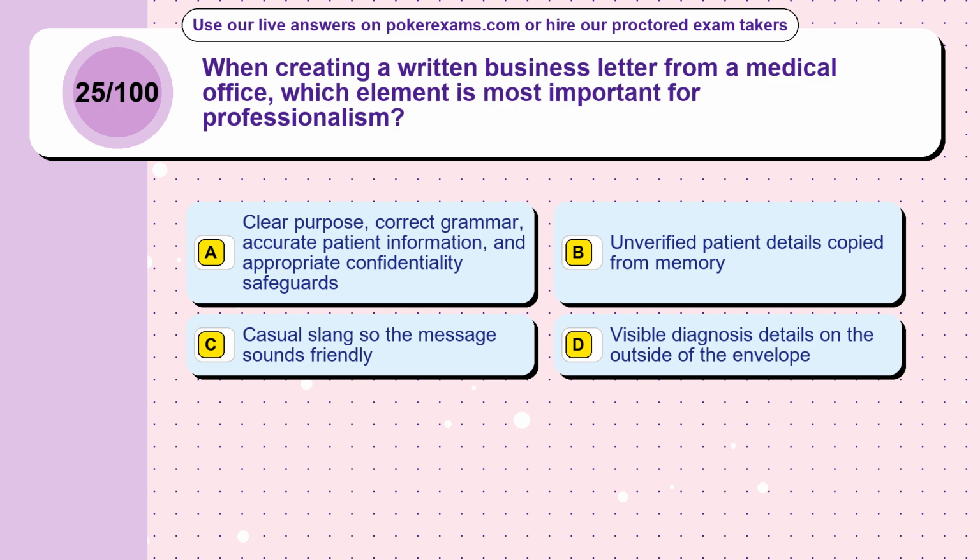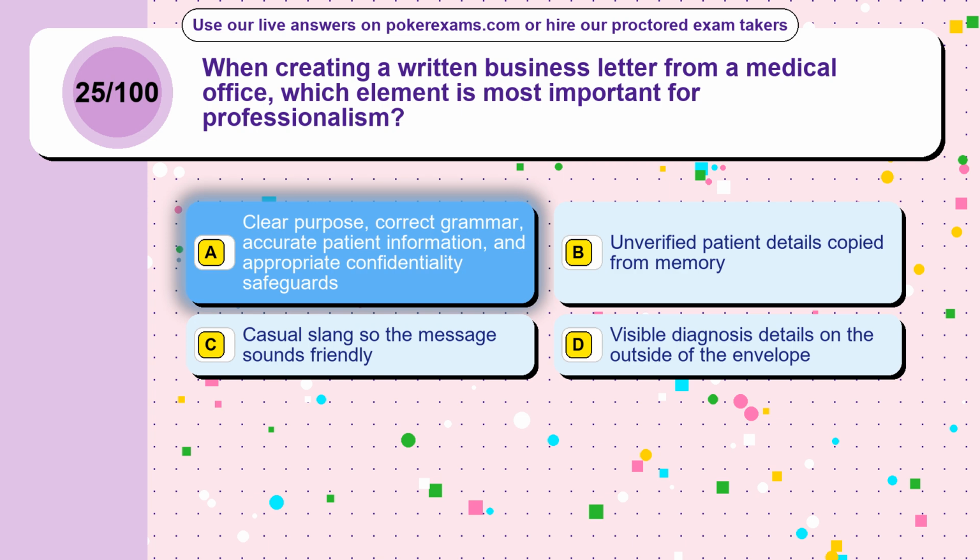Question 25. When creating a written business letter from a medical office, which element is most important for professionalism? Option A, clear purpose, correct grammar, accurate patient information, and appropriate confidentiality safeguards. Option B, unverified patient details copied from memory. Option C, casual slang so the message sounds friendly. Option D, visible diagnosis details on the outside of the envelope.